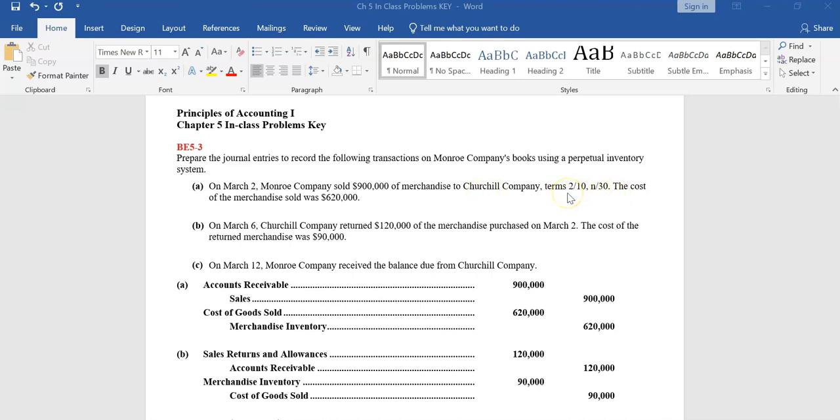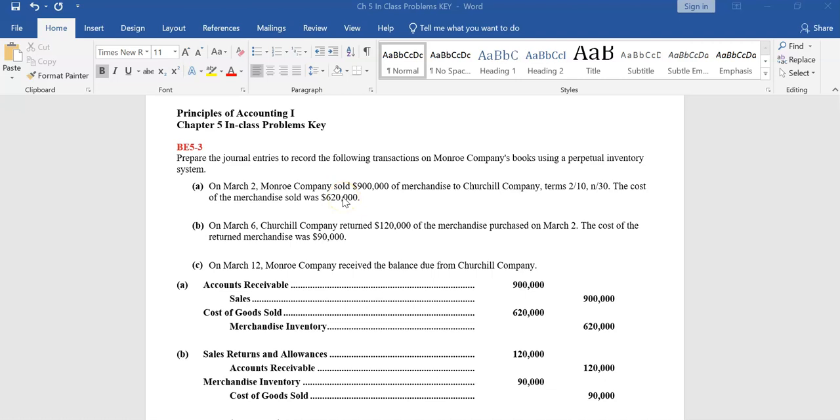We read that as Monroe offered Churchill a 2% discount if they pay in 10 days. If not, the net amount of the invoice will be due in 30 days. The cost of the merchandise that Monroe sold to Churchill for $900,000 had cost Monroe $620,000. Let's prepare a journal entry to record this transaction into the accounting system.